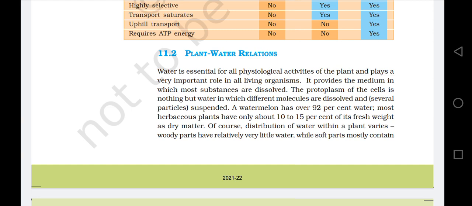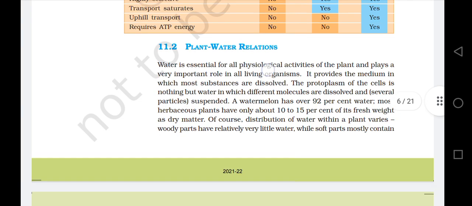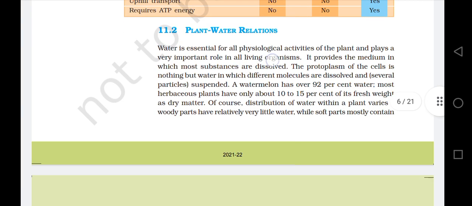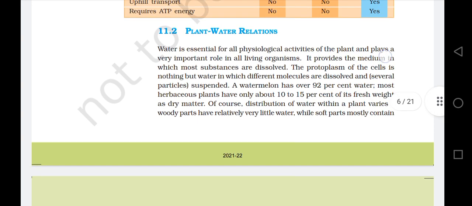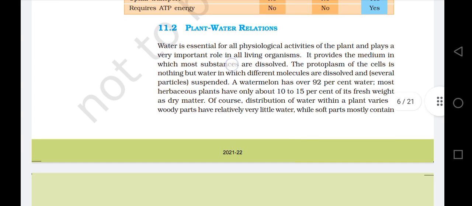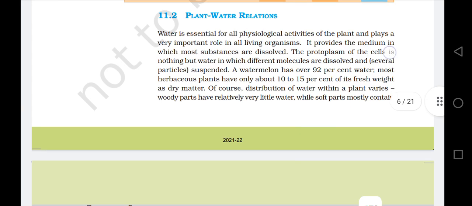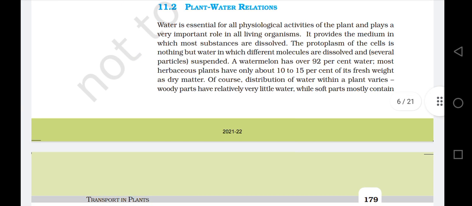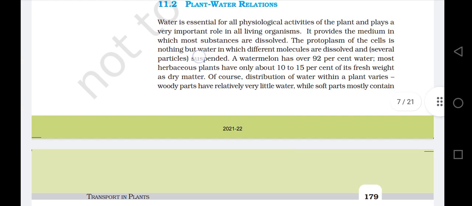NCERT Class 11, Chapter 11, the second part video, 11.2 Plant Water Relations. Water is essential for all physiological activities of the plant and plays a very important role in all living organisms. It provides the medium in which most substances are dissolved. The protoplasm of the cell is nothing but water in which different molecules are dissolved and several particles suspended.